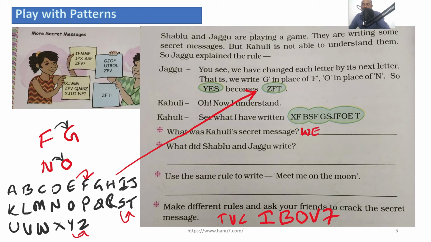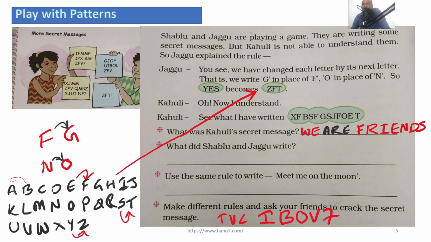We got there V. What is BSF? What is there before A? Before B is A. S and F: before S is R and before F is E. So we got VR. Okay, and before G is F. And then before S is R, we already know. Then it is very clear that we are friends. He is telling that we are friends.